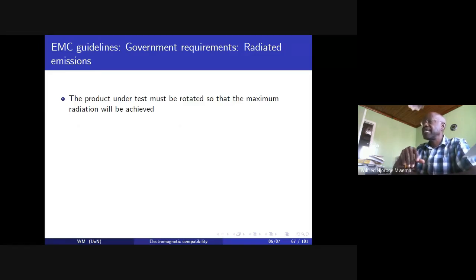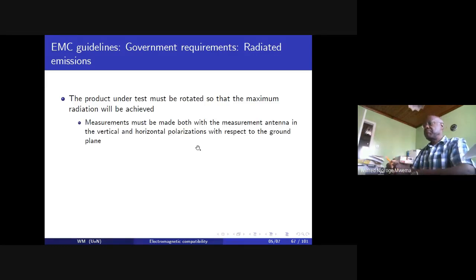So the product under test must then, by stipulation, be rotated to point to the antenna such that the maximum radiation is achieved. That is, we are trying to match the direction of propagation of that radiation and the antenna that will be receiving that radiation. That is, they are polarization matched.